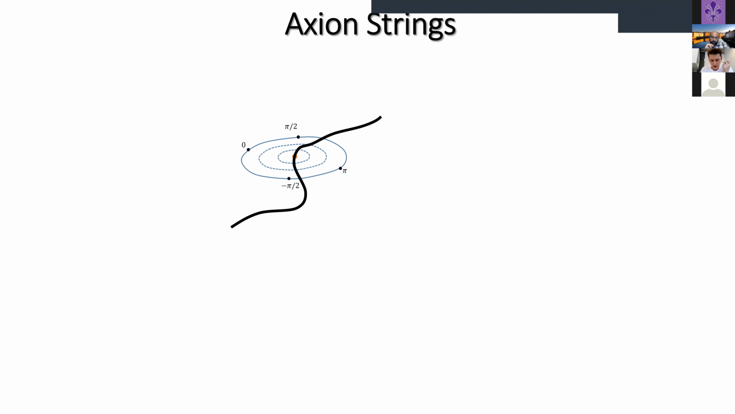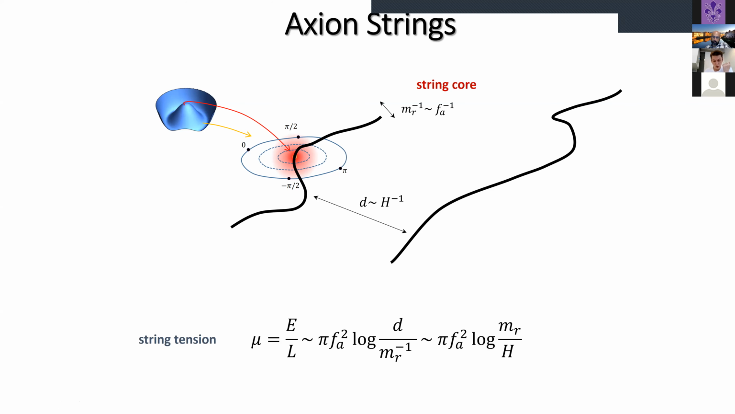So strings have a core, called the string core size, which is of the order of the inverse of M_R, where M_R is the mass of the heavy radial mode, of the heavy modes that UV complete the axion theory. In the case in which the axion theory is just UV completed by a single Peccei-Quinn field with a Mexican hat potential, this M_R is also the mass of the heavy radial mode of this Peccei-Quinn field. And if the potential has order one parameters, this M_R is also of the order of the axion decay constant, Fa.